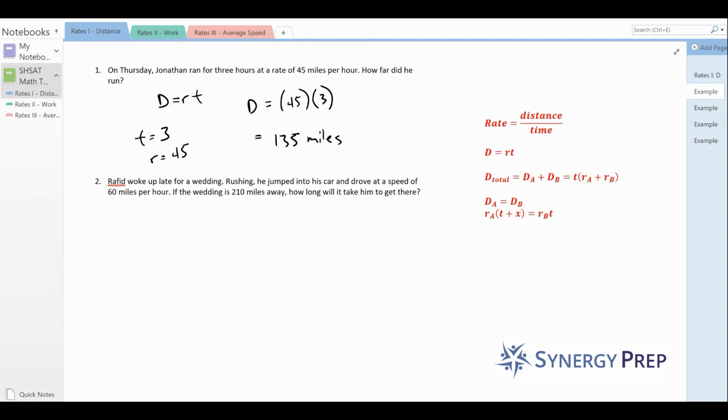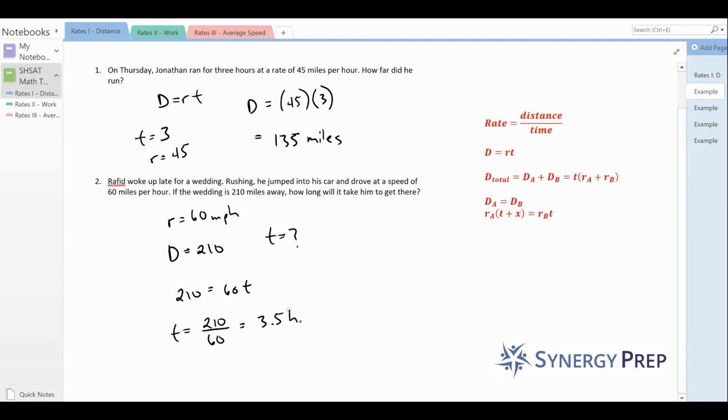For the second example, Rafid woke up late for a wedding. Rushing, he jumped into his car and drove at a speed of 60 miles per hour. So I'm just going to write that down. Rate is equal to 60 miles per hour. If the wedding is 210 miles away, how long will it take him to get there? So 210 would be considered the distance, and so we're solving for time, since that's the last piece of the puzzle. So 210 is equal to 60t. If you divide both sides by 60, you get 3.5 hours.